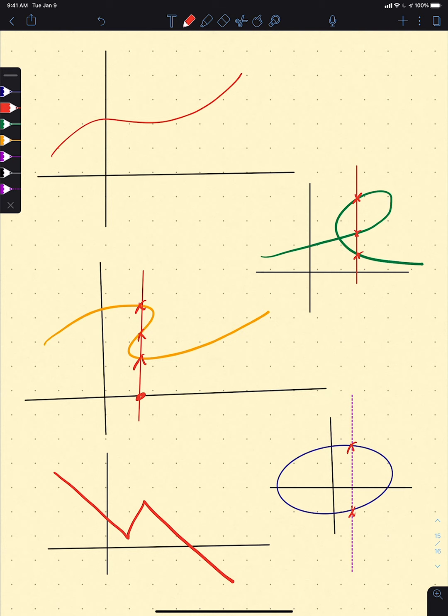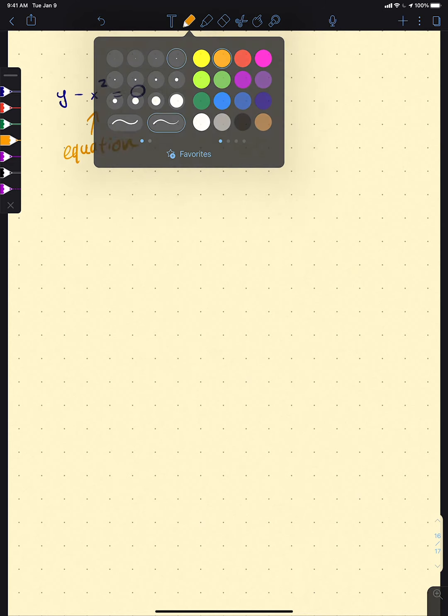Okay, so we can go from a curve to determining whether or not it's a function. But remember, all of these curves are the set of solutions to some equation. Say we have some equation like y minus x squared equals 0. The question is, can we take this equation and transform it into a function? Can we always uniquely solve for y?